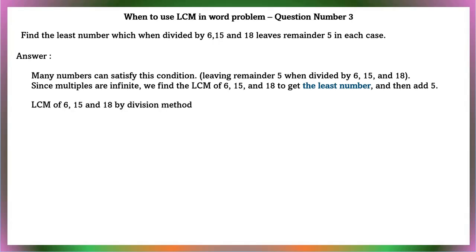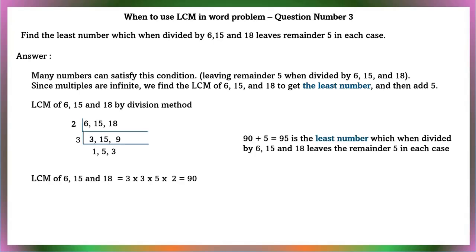The LCM of 6, 15 and 18 using the division method will be 90. 90 plus 5 is 95, which is the least number which when divided by 6, 15 and 18 leaves a remainder of 5 in each case.